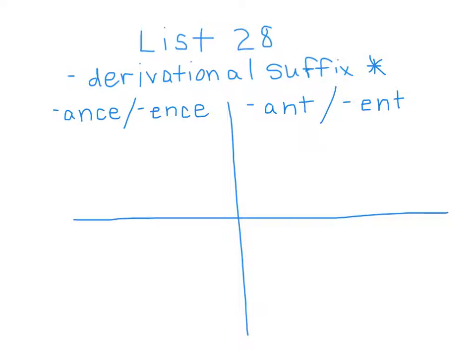So the second thing I want us to do is to look at the four sections that they have on your word sort on page 114. We're going to begin with the ANCE, the first blank. So I want to look at my pattern words, and the very first word on the list, distance, would be a word that would go in the ANCE. So I'm going to go ahead and write distance in this first block.